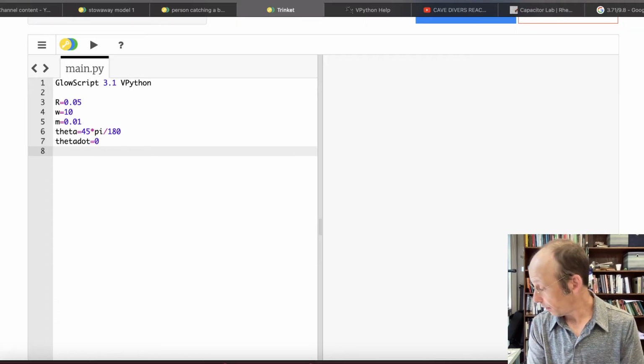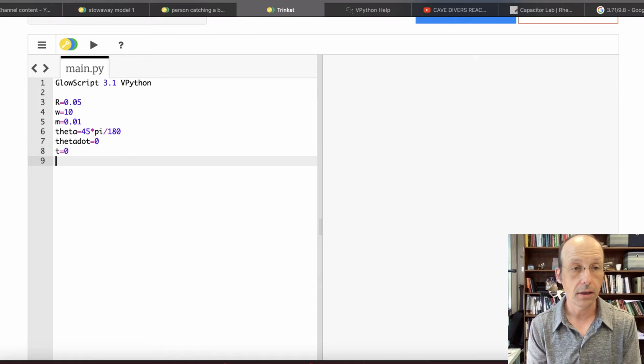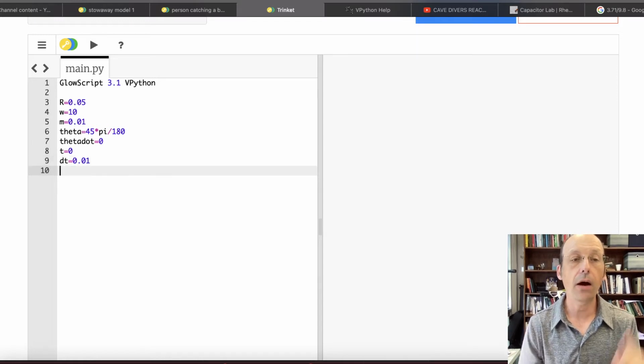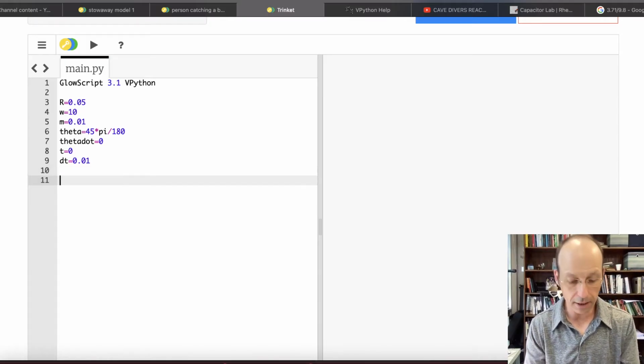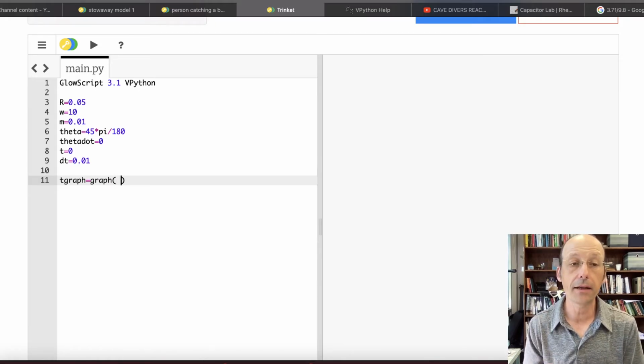What else do I have? I need t equals 0. dt equals 0.01. And now I'm actually going to make a graph, a plot. Theta is a function of time, so I'm going to make a graph. t-graph, I always call it t-graph. One of the nice things about using GlowScript VPython is it has built-in graphing that makes things really easy to graph.